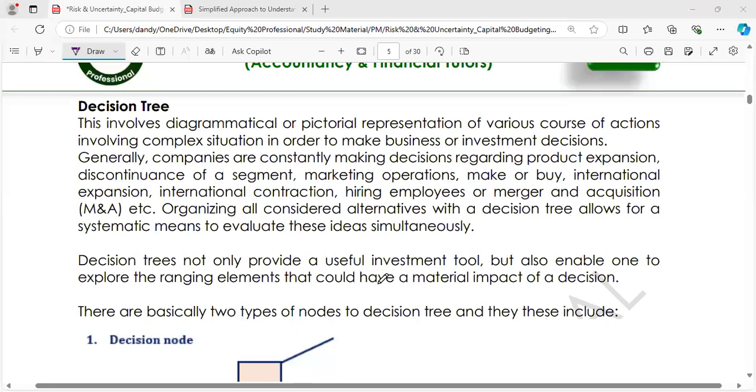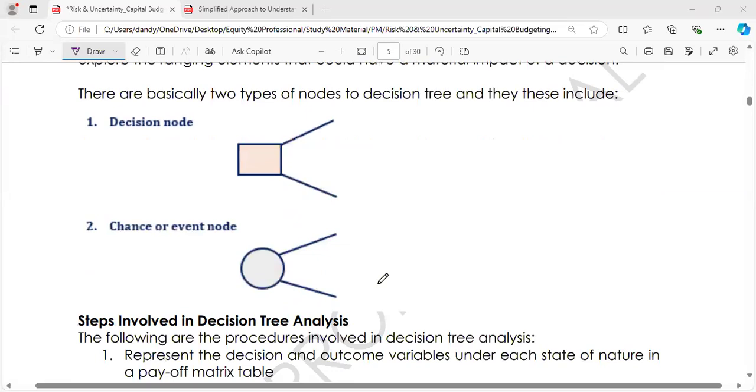Now, as far as decision tree is concerned, there are basically two types of nodes. We have the decision node, we also have the event node. The decision node will be drawn each time you want to determine the expected value or expected NPV. Everything starts and ends with the decision node. When you want to construct your tree diagram, the first thing you are going to do is to draw the decision node.